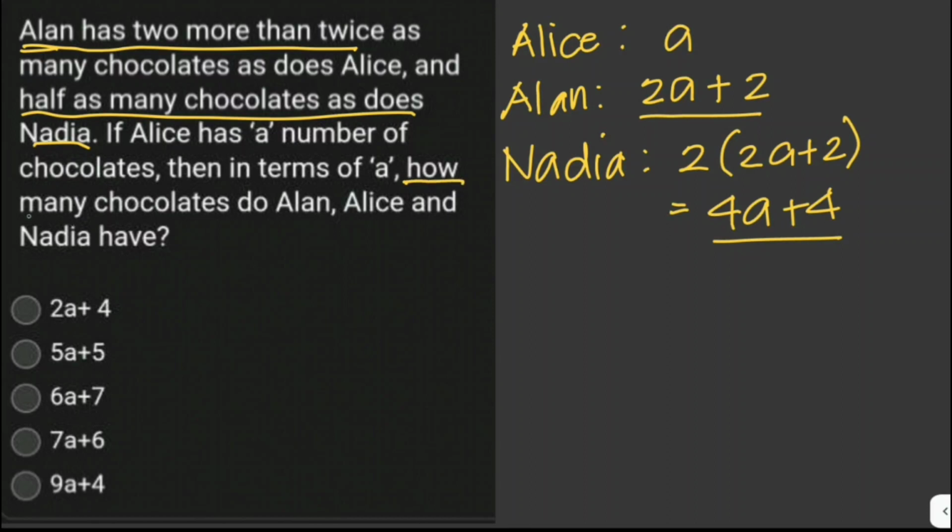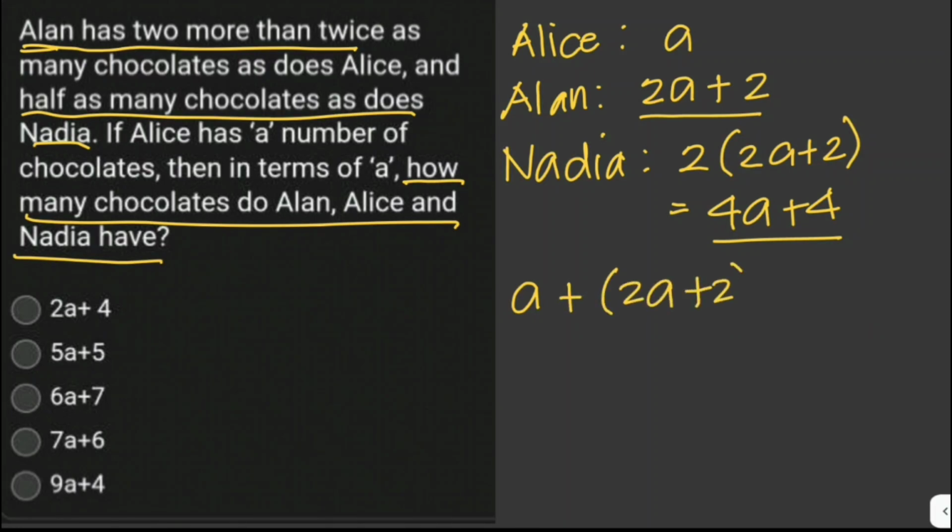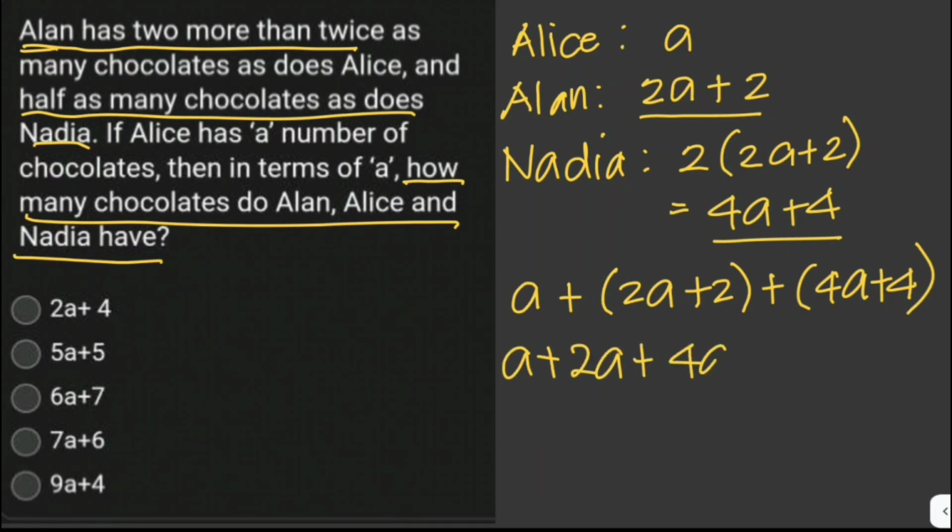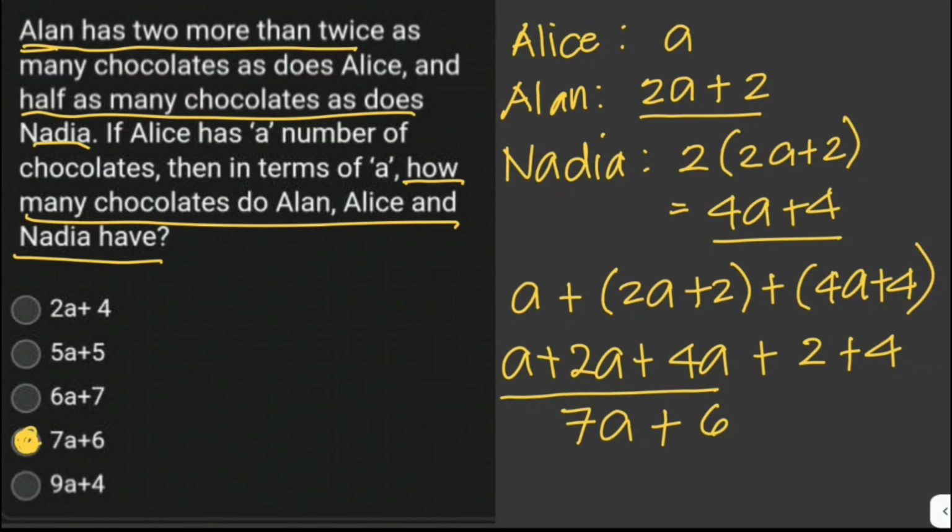The question is, how many chocolates do Alan, Alice, and Nadia have? So we just have to add up everything. So that would be Alice's A plus Alan's 2A plus 2 plus Nadia's 4A plus 4. Then we can group like terms, that is A plus 2A plus 4A plus 2 plus 4. So this is just 1 plus 2 plus 4, that is 7A plus 6. So the answer here is 7A plus 6.